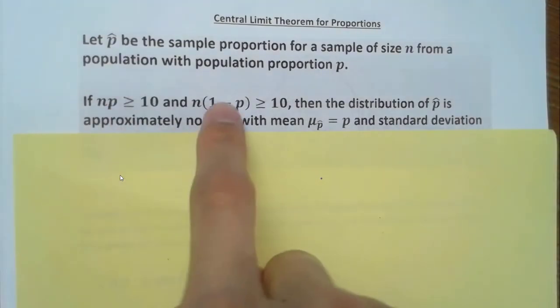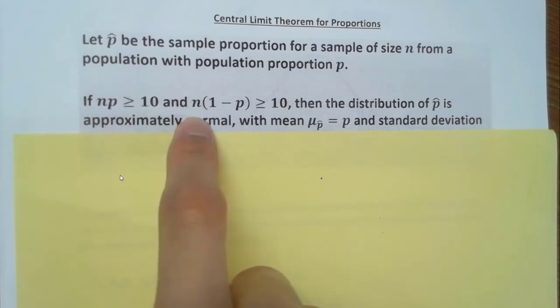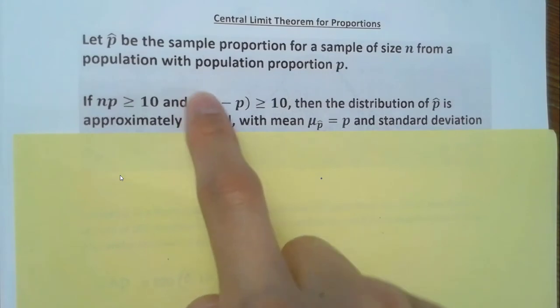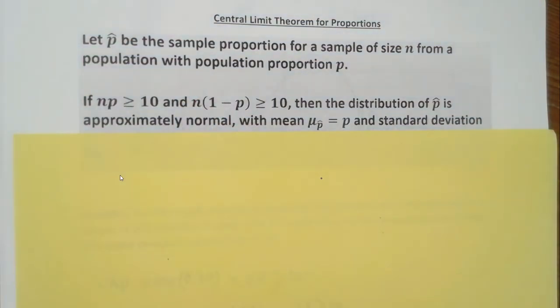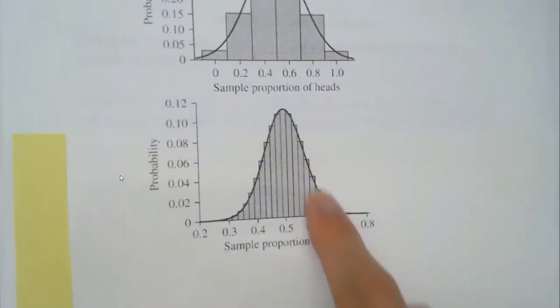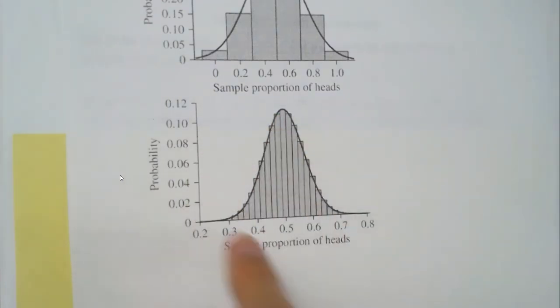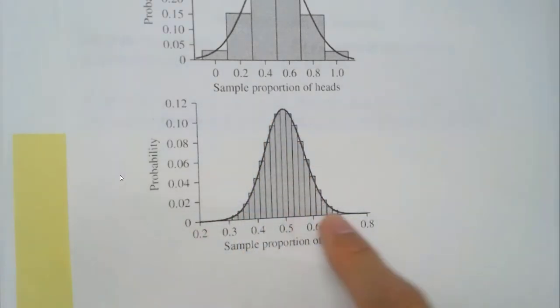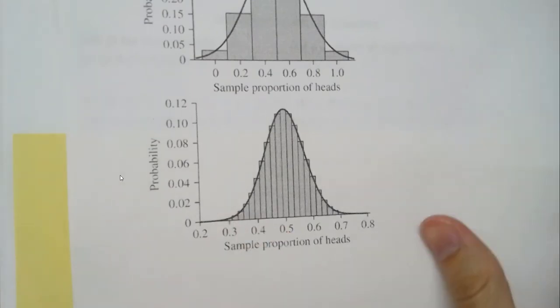So if those two requirements are met, then the distribution of p hat has a curve that is approximately normal, as you can see from the last figure, approaching the normal curve. And I'm pretty sure that the two requirements are met for the second picture right here. That's why we have a very nice curve that is approaching the normal curve.